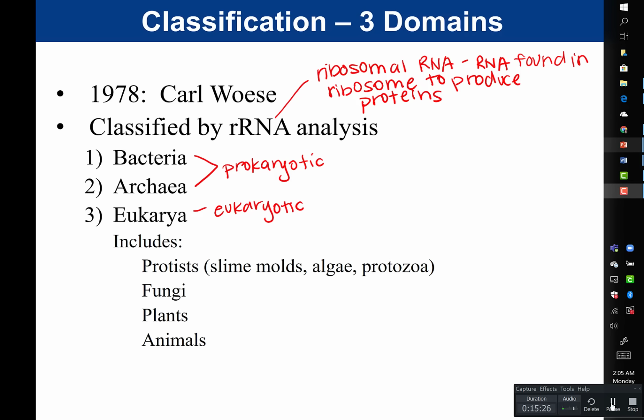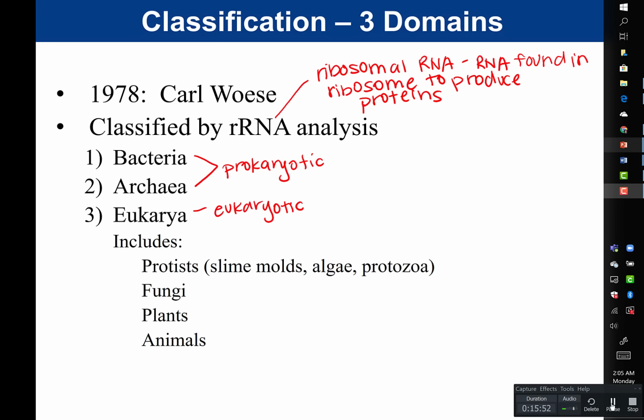So if we talk about protists, this could be things like slime molds, algae, and protozoans, right? Think of algae and protozoans. They are very different from one another. Algae are more plant-like, protozoans are more animal-like. So putting them together is not necessarily the best system, which is why these are being separated now into more kingdoms.